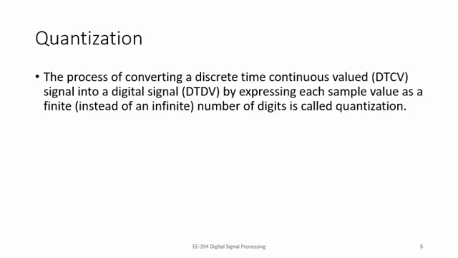Okay, so the quantization definition is given as the process of converting a discrete time continuous valued signal into a digital signal, DT/DV, discrete time discrete valued, by expressing each sample value as a finite number of digits. So instead of having an infinite possibility of values, we now have a finite number of possibilities from which a signal value can take a value, and this process is called quantization.